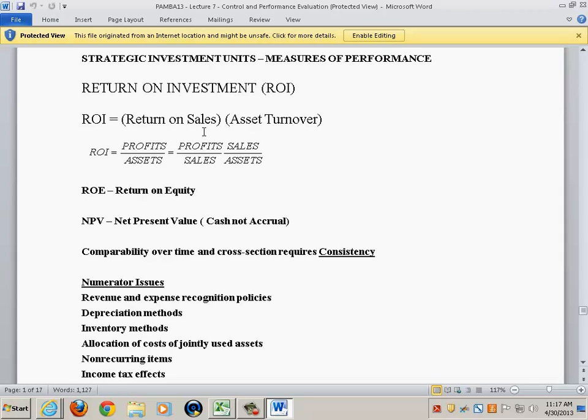If you multiply the two ratios, you can see that sales in the denominator and in the numerator will cancel off, and you will get profits over assets, which is the return on investment. So you can present the return on investment as a multiplication of the return on sales times the sales turnover. And we are sure to go today over a detailed numerical example so that we make those concepts concrete.